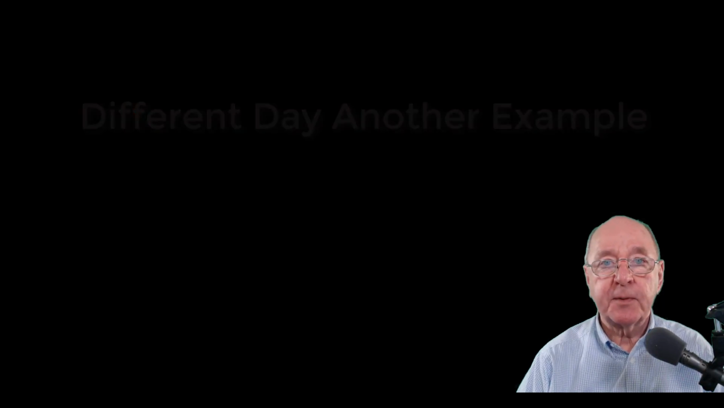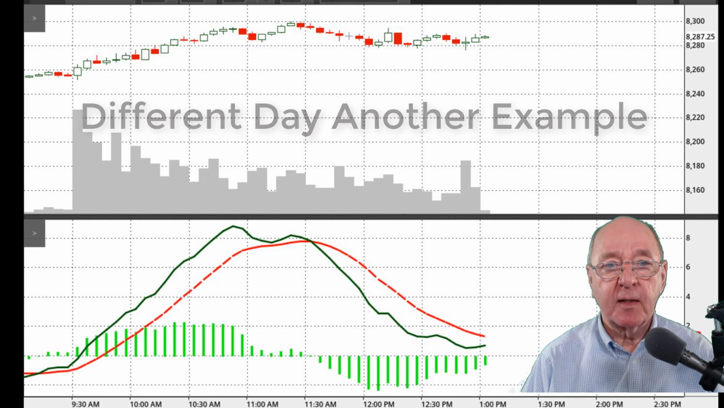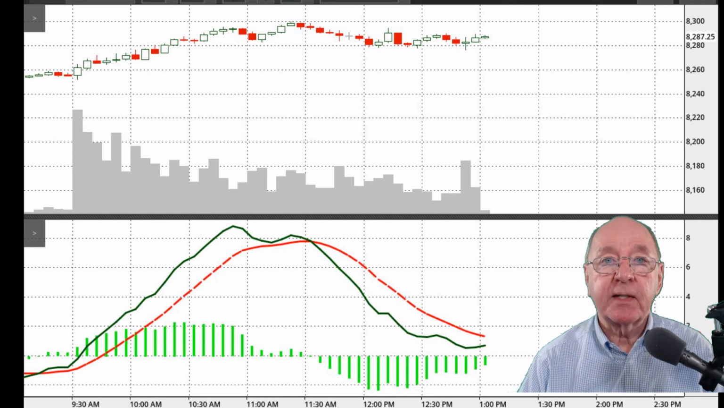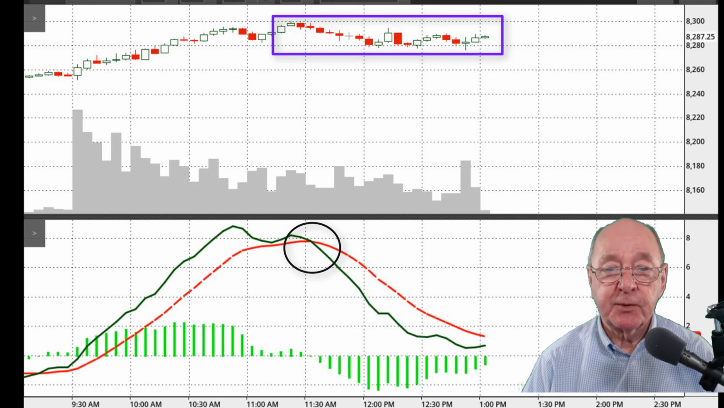Now this chart coming up is a different day, but it's another example of how we can lose momentum on an uptrend day. And we can see the green line go below the red line. However, the prices still stay level. They don't go down and probably even continue up during the afternoon.